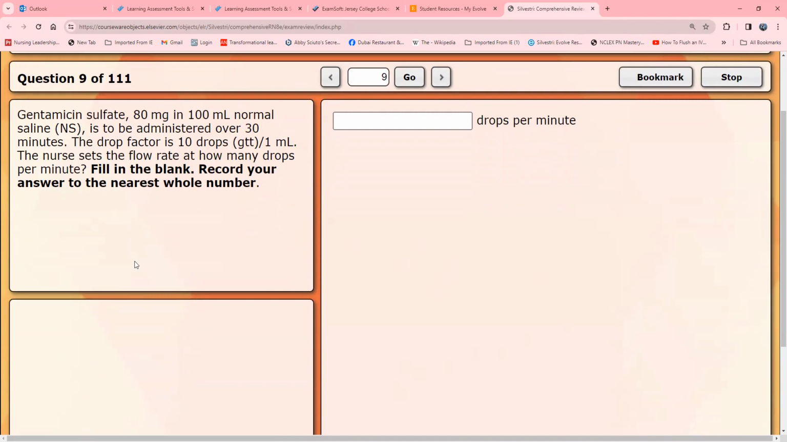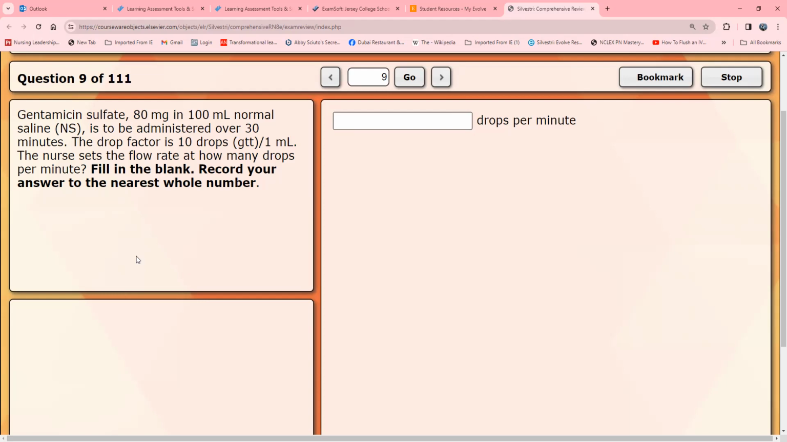Thanks. It says gentamicin sulfate 80 milligrams in 100. Is it asking how many drops per minute? Oh, that's what you're asking for, the drops per minute. So the nurse sets the flow rate at how many drops per minute. Now, what is your formula for drops per minute?